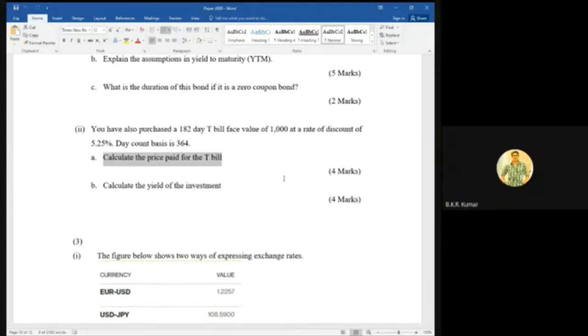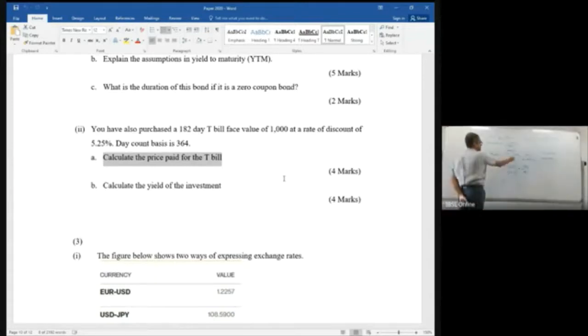So can you explain how to get that 26 point? Sorry, thanks. I got it. That's the face value minus price, 1000 minus 973.75. This is the answer for the previous part. Okay, that's it.